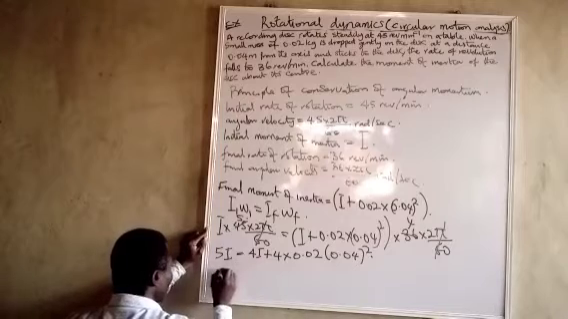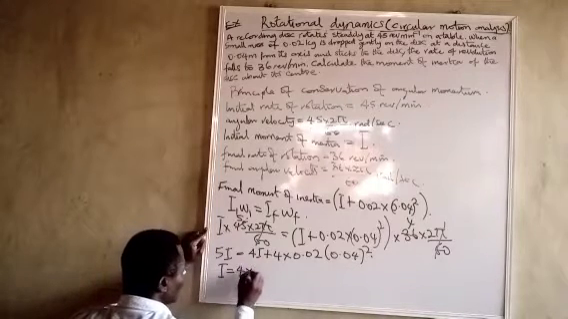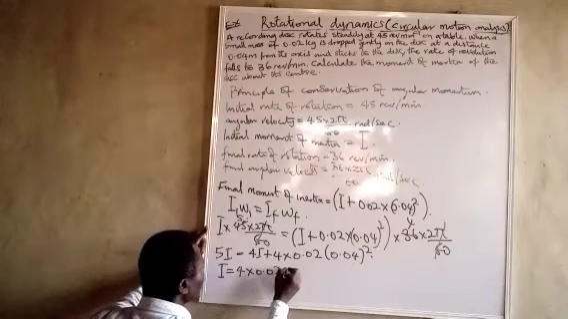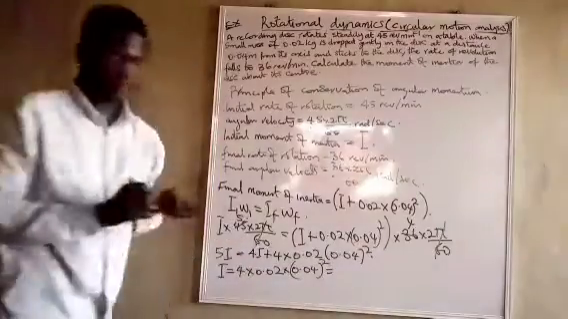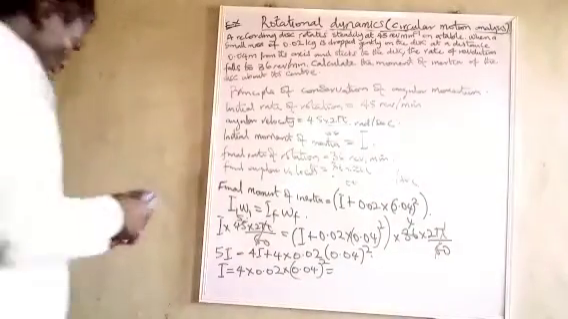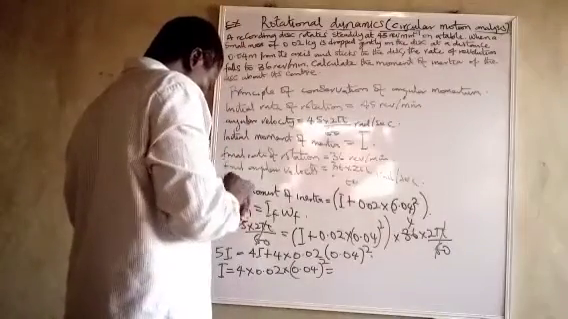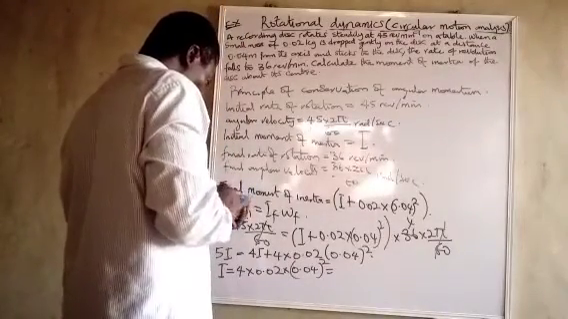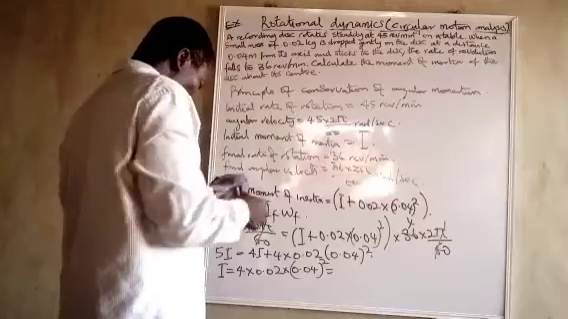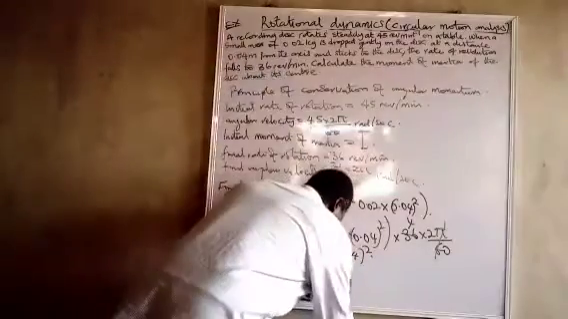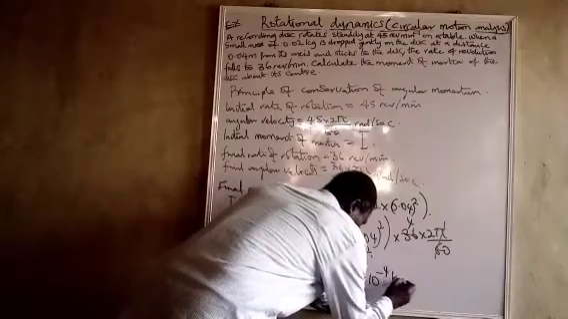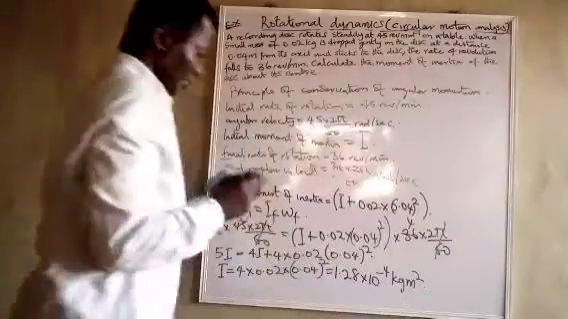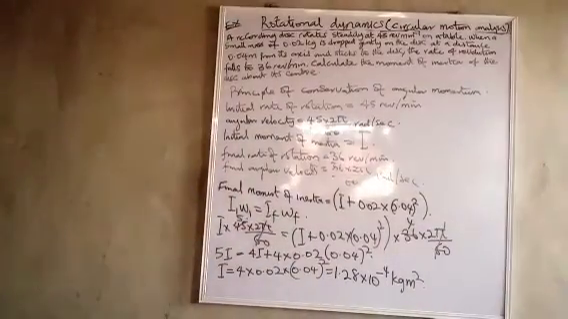Subtracting 4I from both sides, I have I equal to 4 times 0.02 times 0.04 squared. And that will give me 1.28 times 10 to the power minus 4 kilogram meter squared. That is the initial, that is the moment of inertia of the disc.